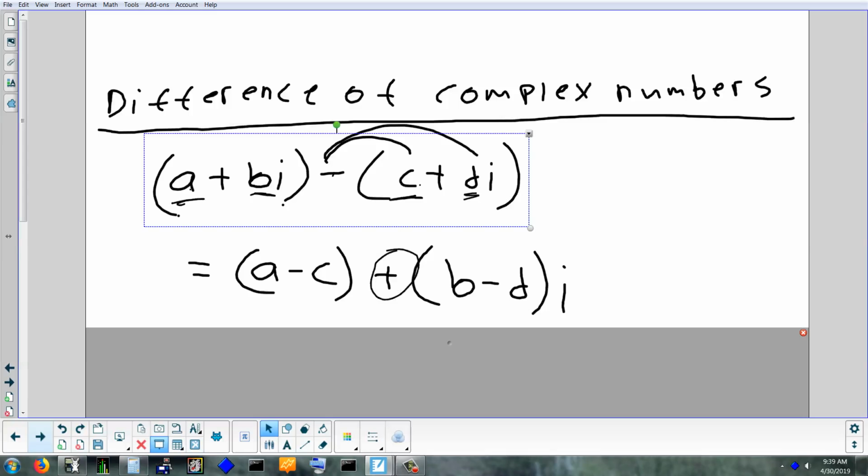Now, this plus might turn into a minus. It depends on the problem. When you do subtraction, sometimes you get a positive answer. When you do subtraction, sometimes you get a negative answer. It just depends on the numbers you use. But what you do have to make sure is you put this i after you do B minus D. Same rules apply here as if you were doing subtraction with real numbers. If you minus a minus, it becomes a plus. That doesn't change. That rule still works.